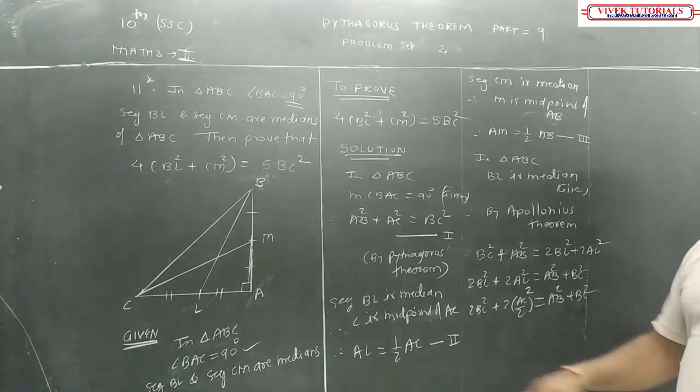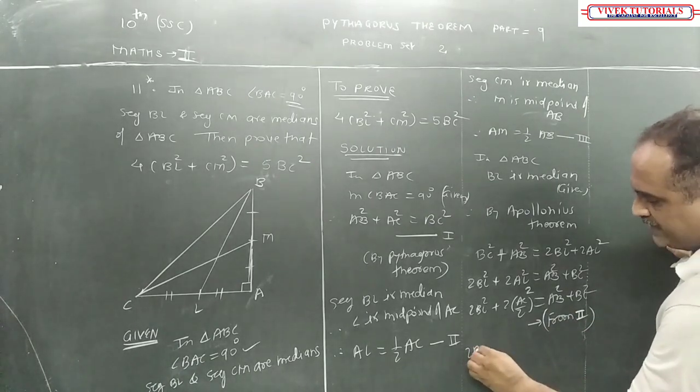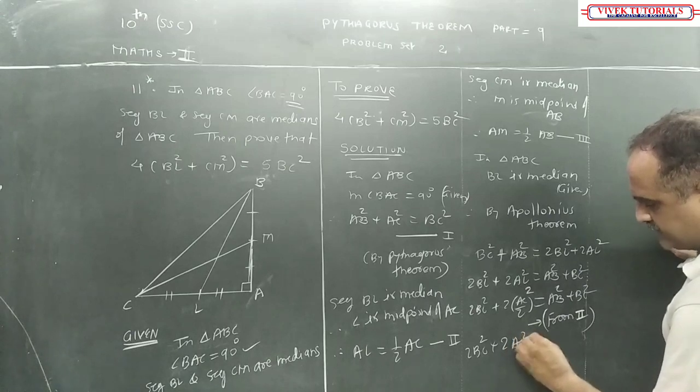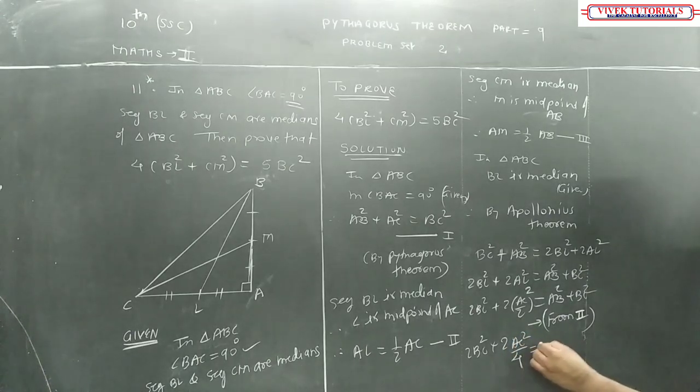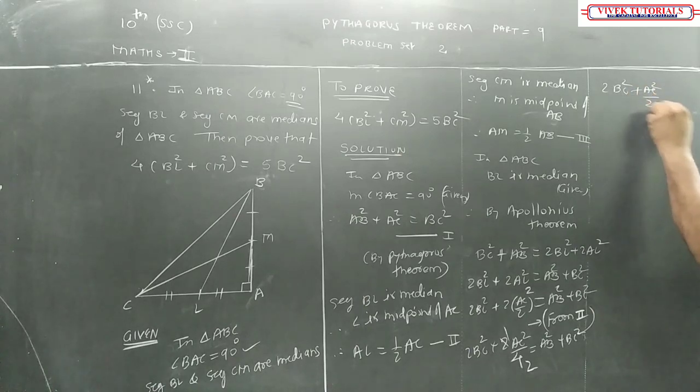This AC upon 2 is from equation 2. So what I got now? 2BL square plus 2AC square by 4 is equal to AB square plus BC square, and this will get cancelled. So what I am getting now? 2BL square plus AC square by 2 is equal to AB square plus BC square. Have you understood this now?